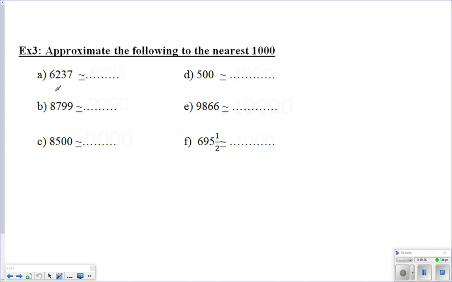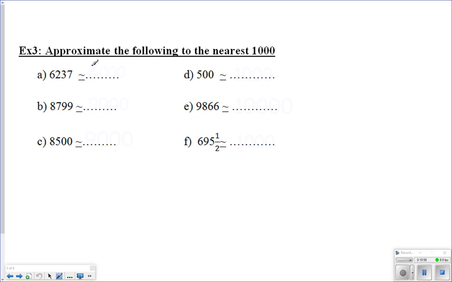6,237. Where is the 1000? The 1000 is the 6. Excellent. Okay. This is the first step. Get your number. Second step, look right next door. While looking right, we have 2. Is 2 weak or strong? 2 is a weak number. Weak number means no change. No change. So the 6 will still be 6 as it is.